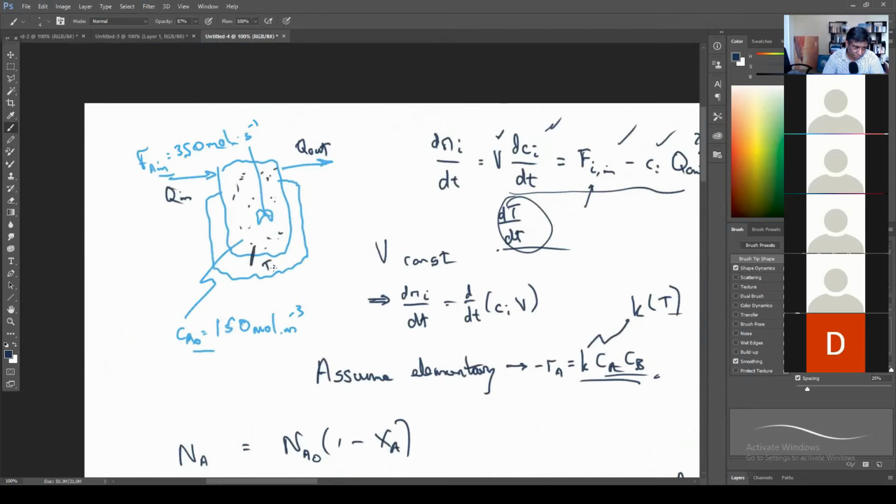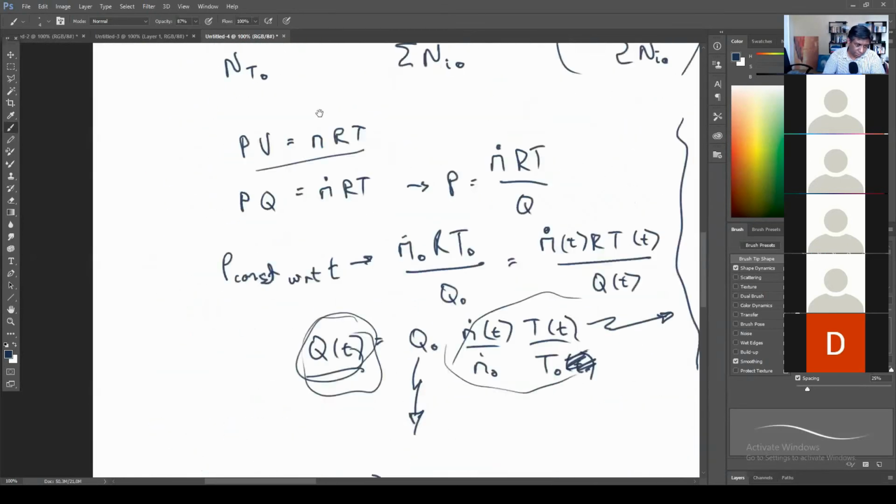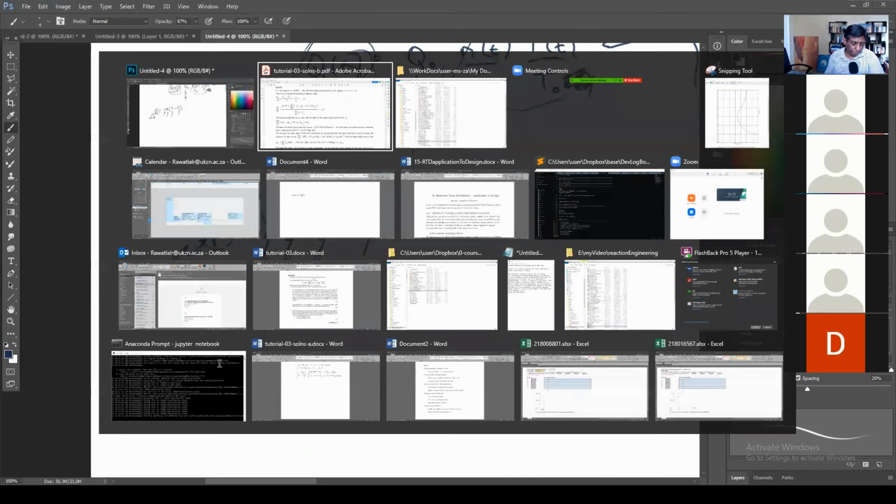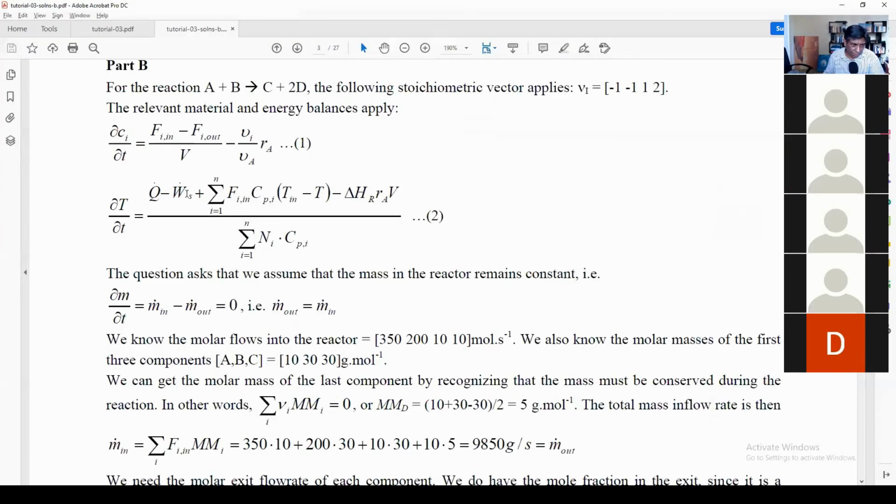Here your temperature is TA and here is the reactor temperature T. So that's the temperature difference. U is specified, A is specified, T is your state variable, and TA is given in the question. So you can get Q as a number. So that's there. I think that is not given, so we just take that as 0. And then the rest of these are just state variables.